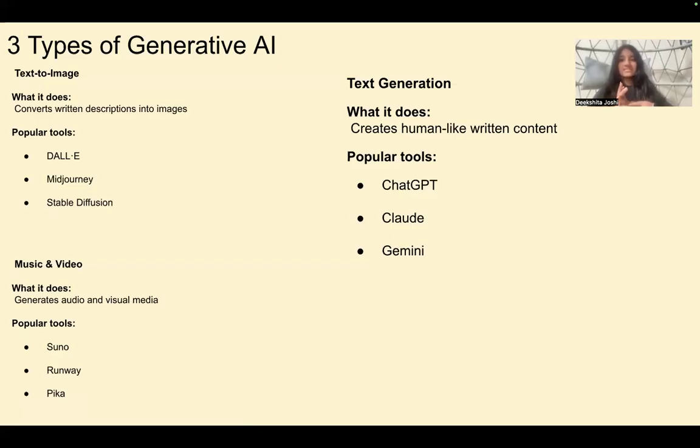Next, let's talk about text generation. What it does, it creates human-like written content. Basically, you just type to it and it gives you a text generation back. It literally replies to you. It's like a chatbot. And I feel like you've heard most of these. I've definitely used all of these apps and these are so helpful.